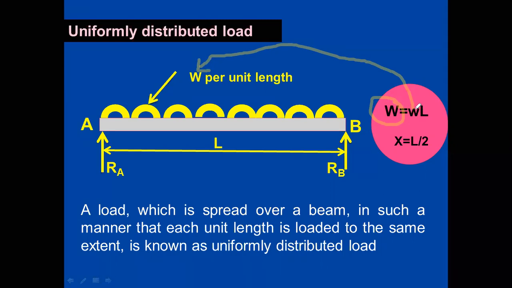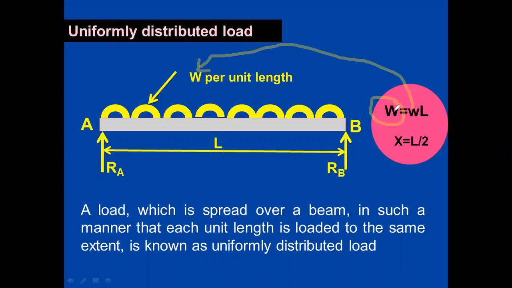The small w indicates the intensity of loading, the load per unit length. If it is multiplied by the length, that is the span, then we can easily get the magnitude of the load. So to convert the UDL, that is the uniformly distributed load, into a point load, we multiply the entire intensity with respect to length.